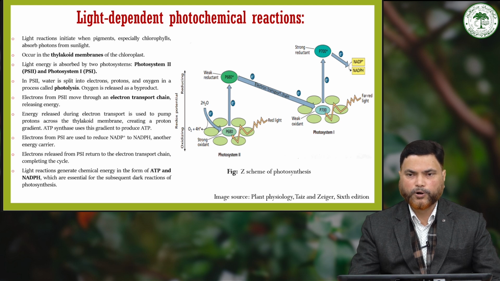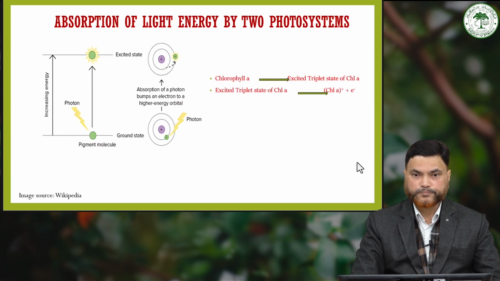Now, what are the important events that take place in light reaction? First, absorption of light energy by two photosystems, then non-cyclic and cyclic electron flow. Splitting of water in non-cyclic electron flow generally takes place, and ATP is synthesized via chemiosmosis, and finally NADPH formation takes place. Now we will discuss each of these aspects in detail.